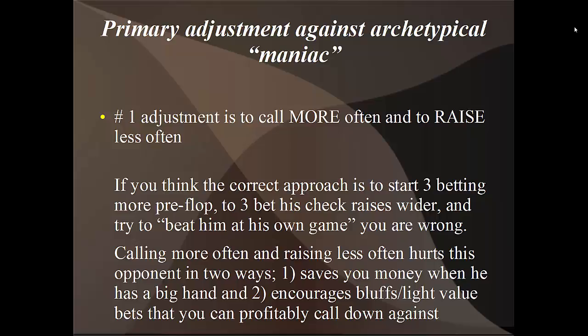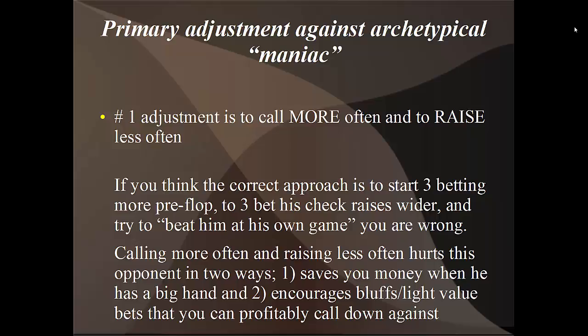So what is the primary adjustment that we make against the archetypical Maniac? The number one adjustment, and this is as true as a fact can possibly be in poker, is to call more often and to bet and raise less often than normal.